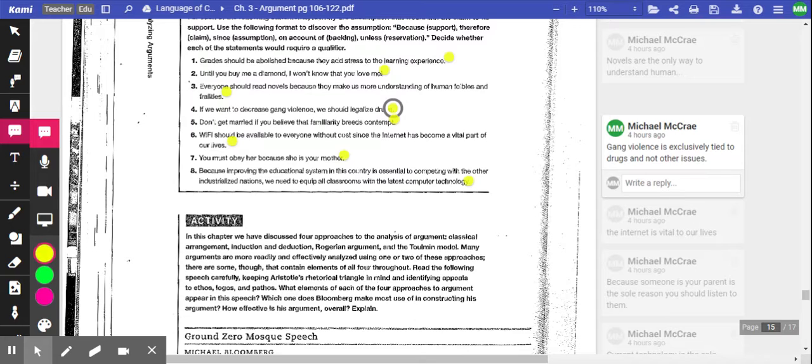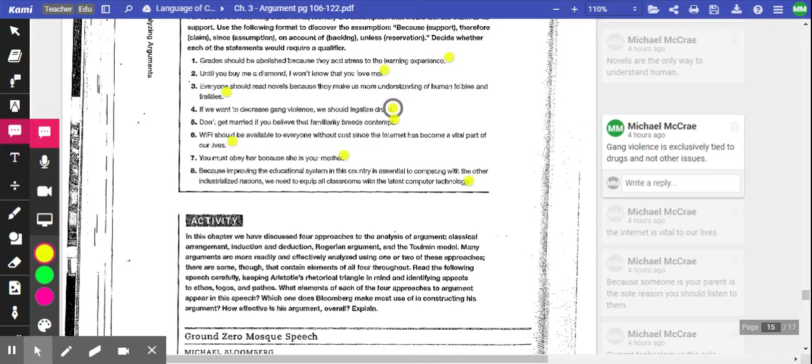So here you would have to address that assumption. You would have to explain why drugs would be the sole reason why gang violence would be reduced if they were legalized. And you have to address what are the potential other reasons why gang violence is a thing and how would you address those.